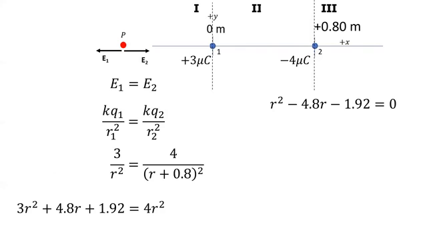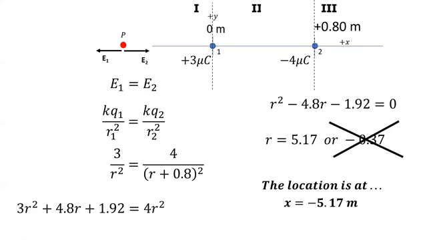Now let's go ahead and solve this. I'd have R squared minus 4.8R minus 1.92 equals 0. Solving this quadratic, we get two values for R: 5.17, and negative 0.37. Remember R is some distance measured from charge 1 that it's over to the left. So 5.17 to the left, or negative 0.37 to the left, which would actually be 0.37 to the right. Well, that can't be it, so that's out. We know it has to be in region 1. So the answer is going to be the location at negative 5.17 meters.